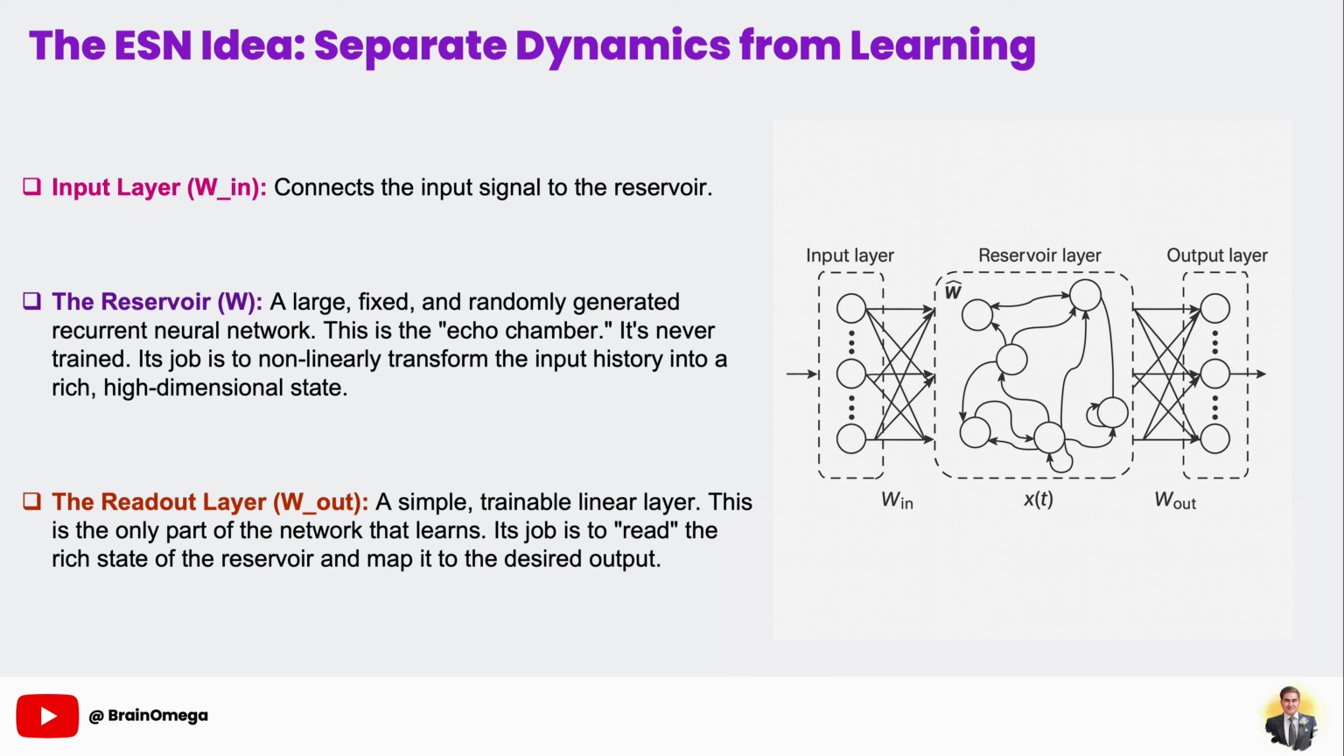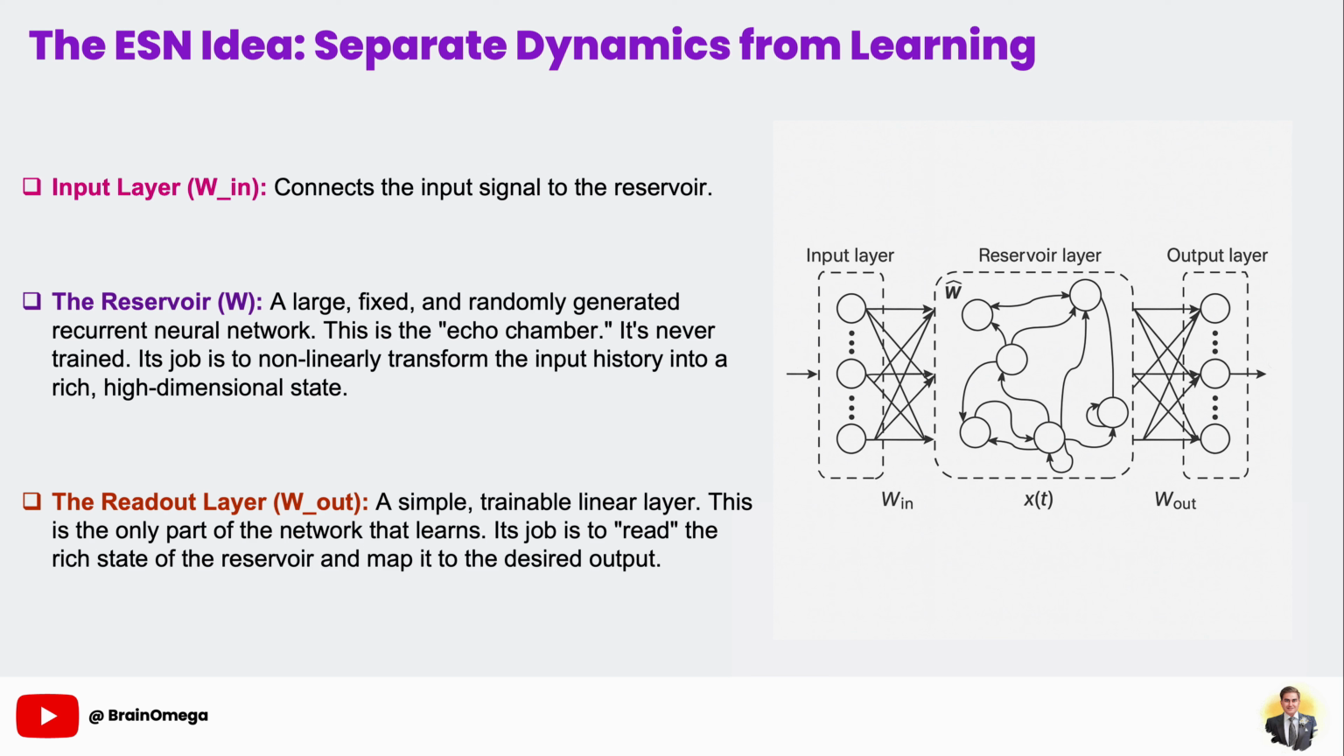The key insight is to decouple the part of the network that creates rich dynamics from the part that actually learns. An ESN consists of three distinct parts. We have an input layer, which simply feeds our external signal into the system. Then we have the heart of the ESN, the reservoir. This is a large, recurrently connected network of neurons. But here's the radical idea. We initialize this reservoir with random weights, and then we freeze it. We never ever train or update these internal connections.